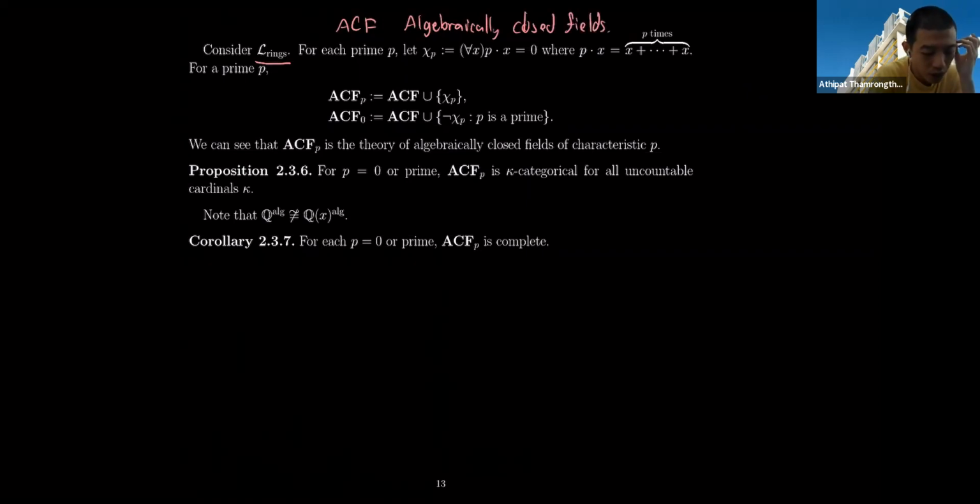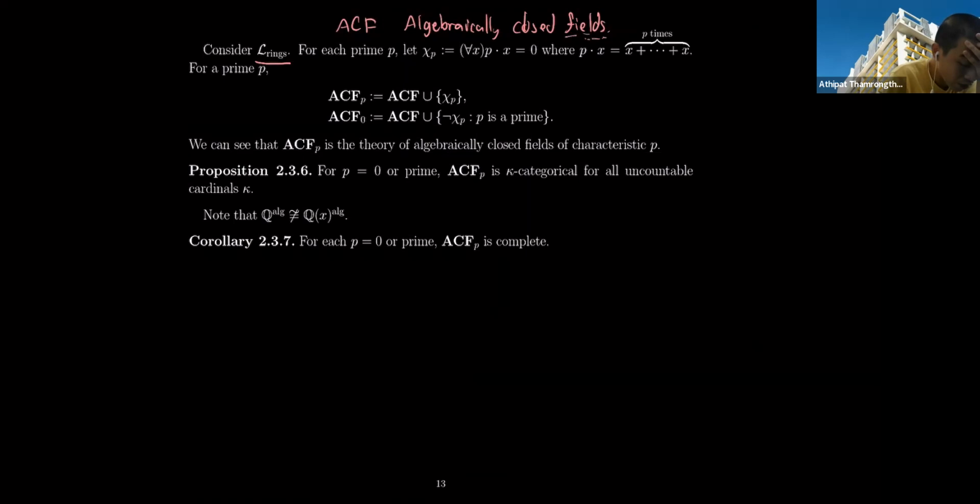Okay, so what does this one say? It says that it's a field and every polynomial of degree at least 1 has a root, right? Okay, so that's what the axioms of the theory of algebraically closed fields say.